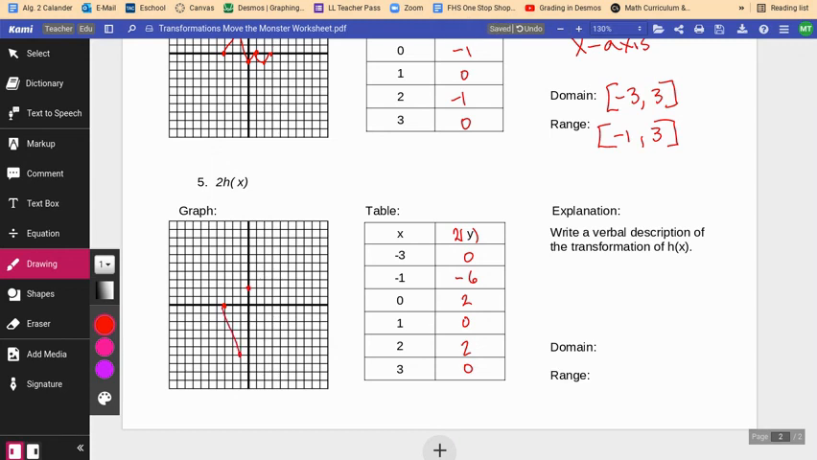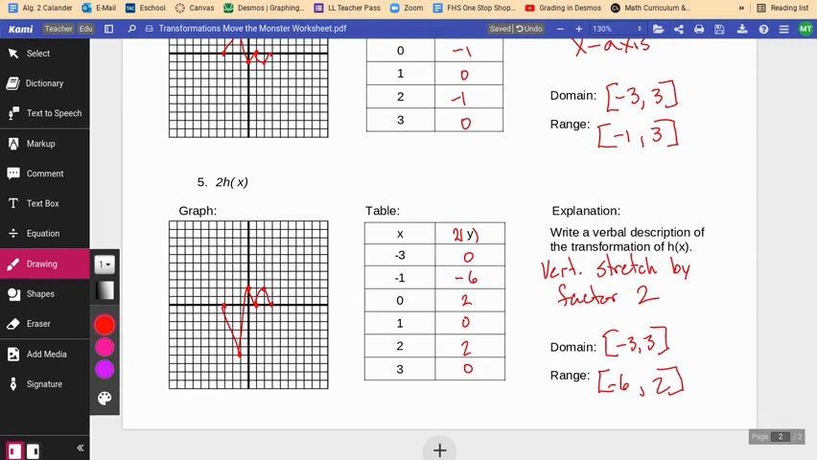0, 2, and you can tell that it did indeed get taller. So we call this a vertical stretch by a factor of 2. Okay, because that's what we multiplied by. We multiplied by 2. So what is the domain here? -3 to 3 doesn't change. The range, however, is the one that changed. This time, the low value is -6. The high value is +2.